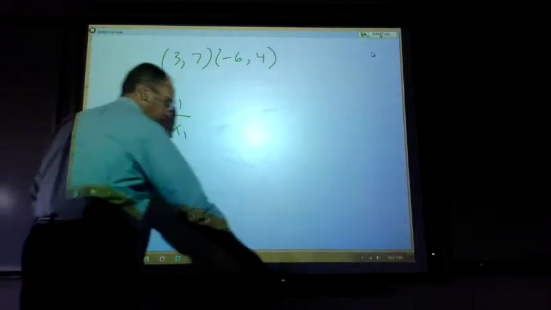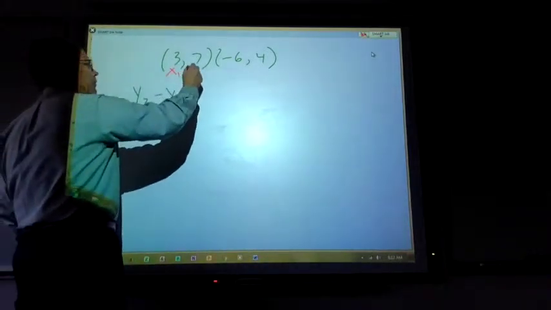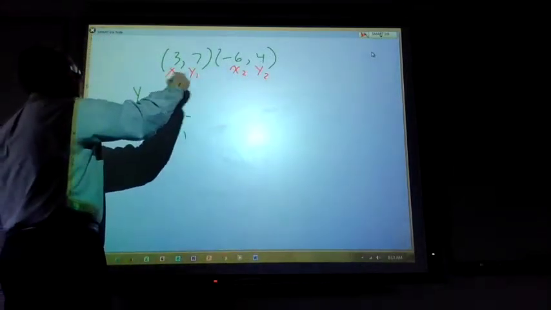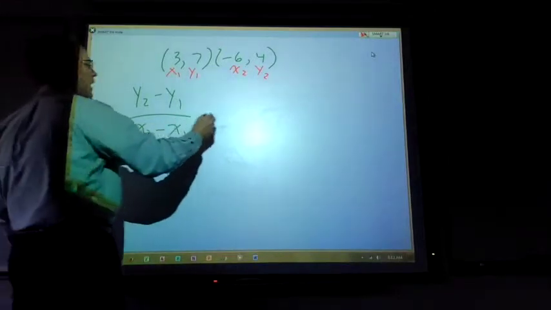Okay, so if we go through this, we have to label this X1, Y1. We're going to label this X2, Y2. Is it okay if this was X2, Y2 and X1, Y1? Yeah, it doesn't matter. Okay, so let's plug it in.